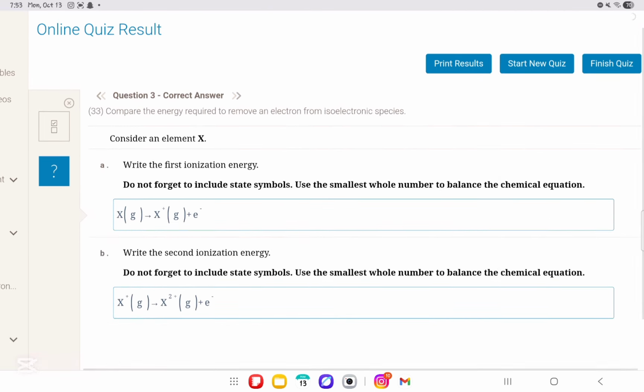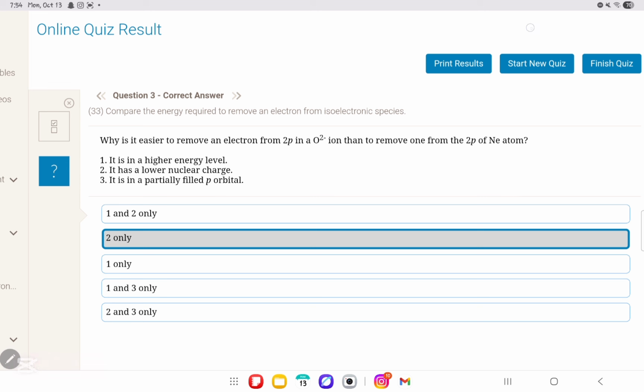We're going to need to wait a bit as well. Okay, question number 3. Why is it easier to remove an electron from 2p in an O2 minus ion than to remove one from the 2p of an Ne atom? In my opinion, look what we will need to do. We'll first need to state that we're dealing with O2 minus and Ne.